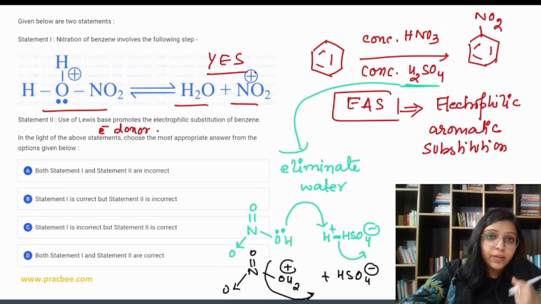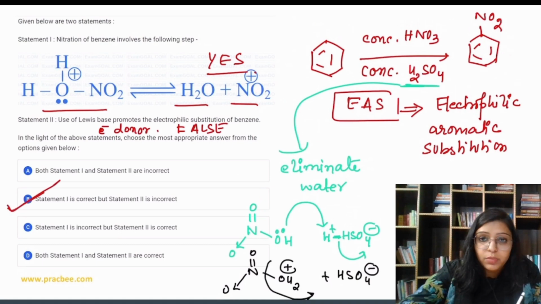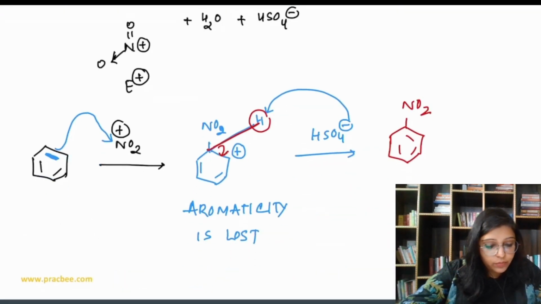We have to generate what? We have to generate the electrophile. So it is incorrect. We can say that statement 1 is correct while statement 2 is incorrect. So option B is going to be the correct answer. Clear? Option B is the correct answer. Now let's do the next question.